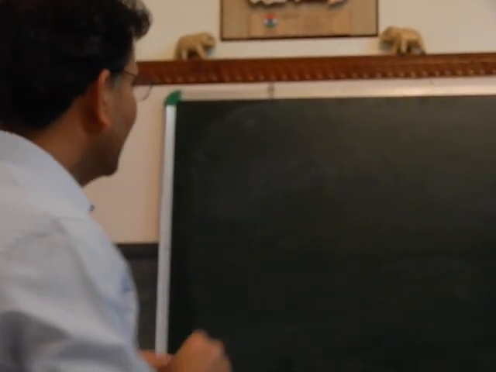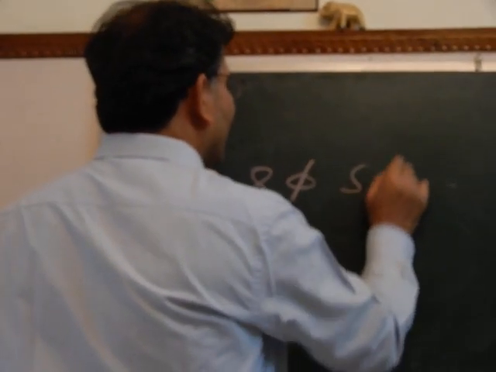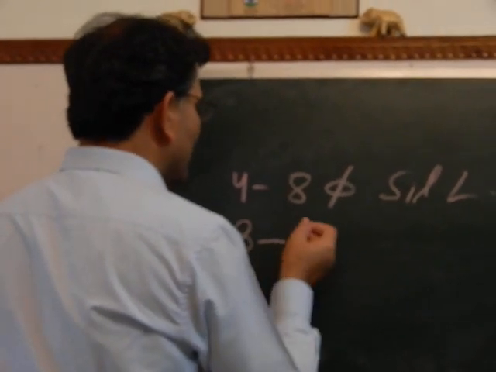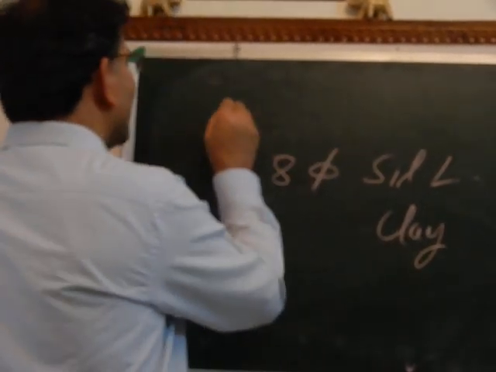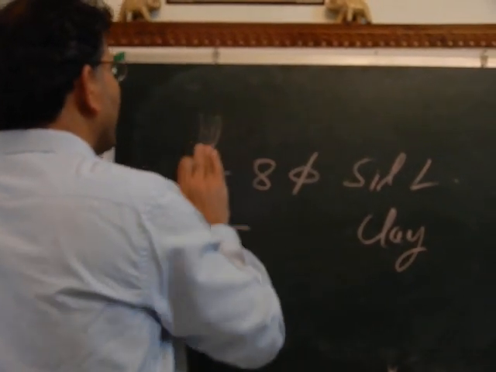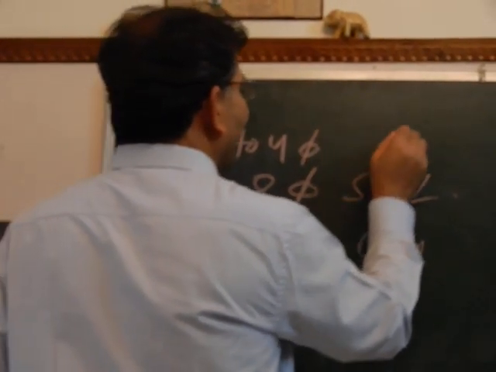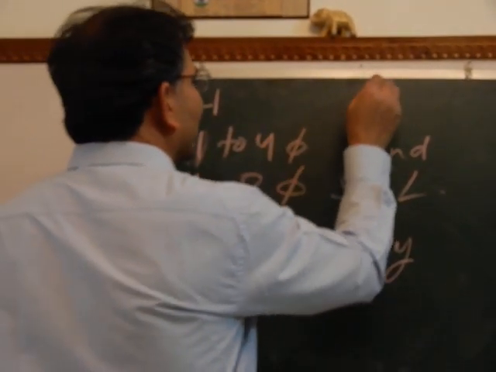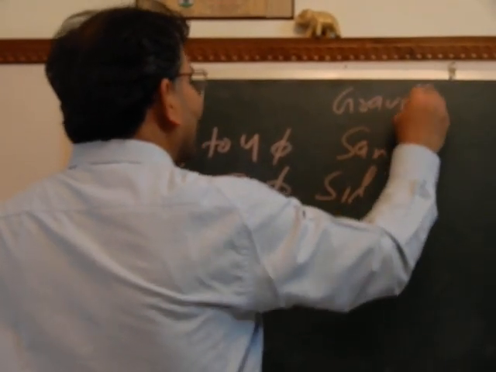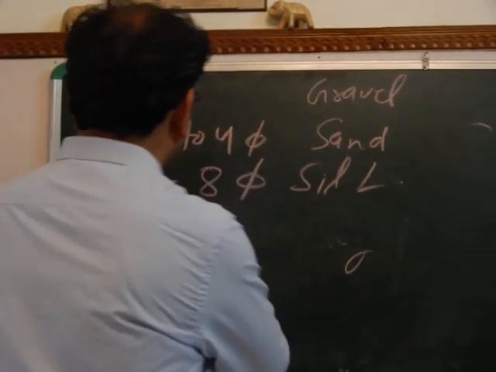And in the Krumbein scale, 4 to 8 is silt, 8 to 10 is the size of clay, minus 1 to 4 is the size of sand, and coarser than minus 1 is gravel. This is the Krumbein scale for the size of sediments.